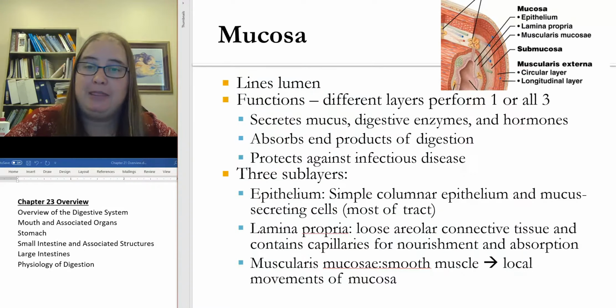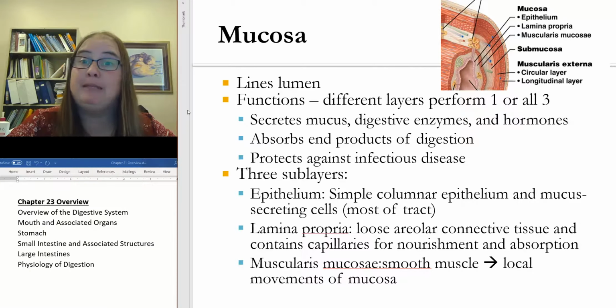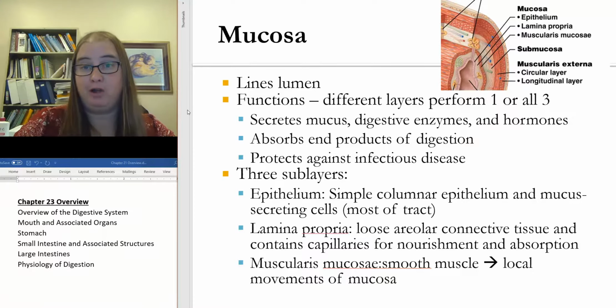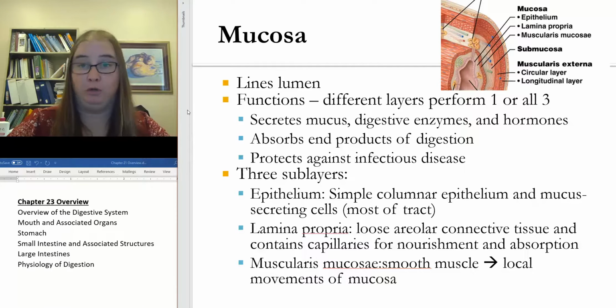When we look at the breakdown of these different layers, our mucosa layer is the most inner layer. It's going to basically be exposed to the lumen of the alimentary canal. And it functions differently based on where we are within the digestive system, okay? So the mucosa has 3 major functions, and depending on where we are, it will do one of them or it'll do all 3 of them.